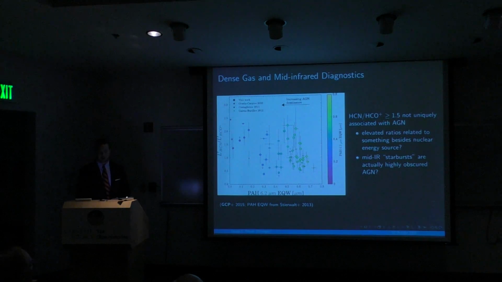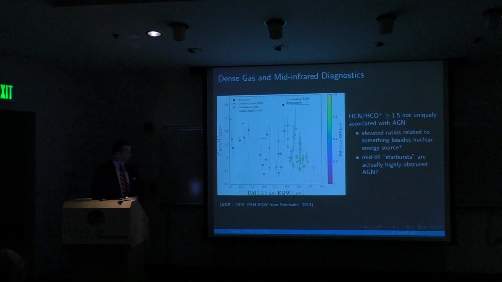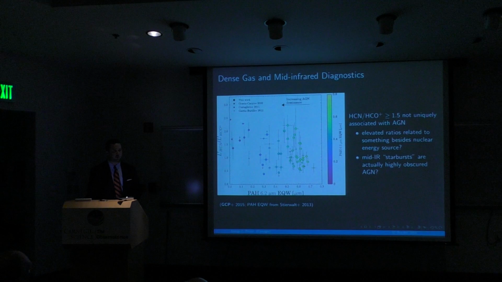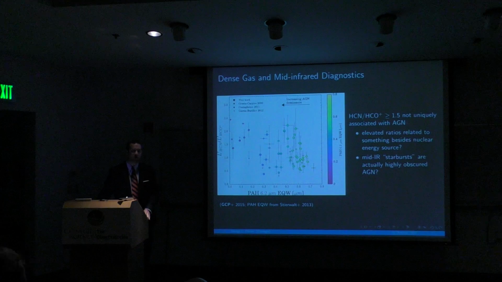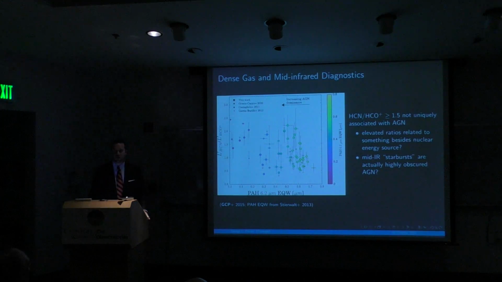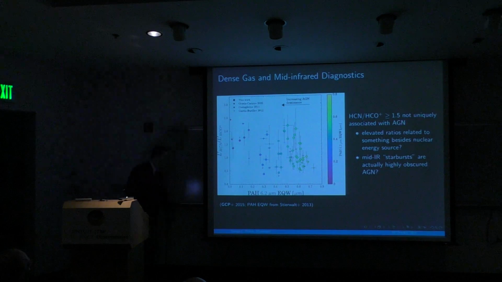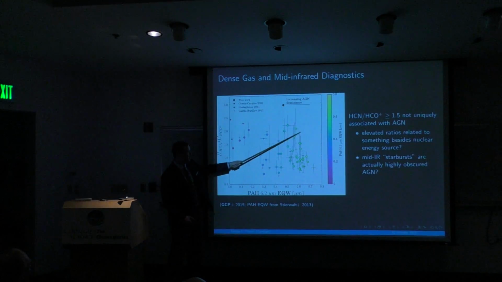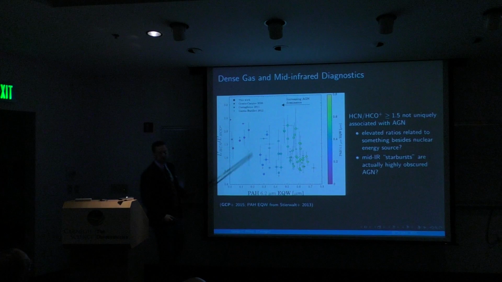So you do see, kind of what I showed earlier, that the AGN do have high HCN to HCO+ ratios, around 1.5 to 2. The starbursts, on average, have very low ratios around 0.7. The composites are kind of all over the place, but then there's this population of star-forming galaxies that have HCN to HCO+ ratios that are comparable to those of the AGN.